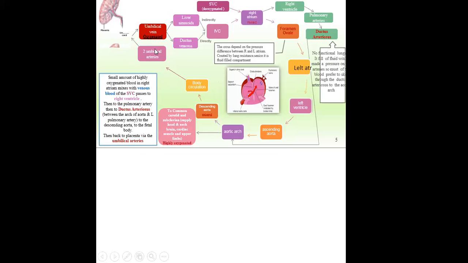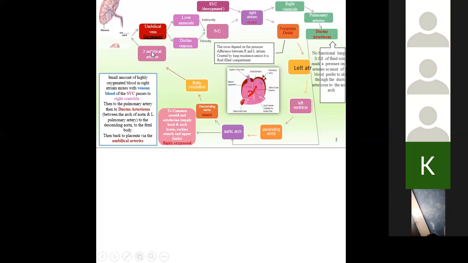Now here you see this is the umbilical cord. It has the umbilical vein and two umbilical arteries. The umbilical vein will go to the liver 50%, and through the ductus venosus the remaining 50% will directly open into the inferior vena cava. Well, from here it is indirectly coming to the inferior vena cava.